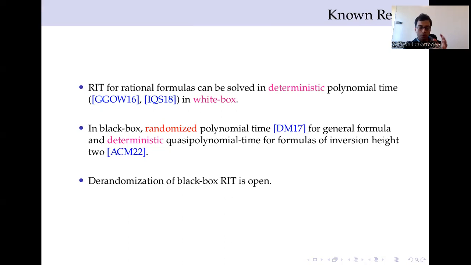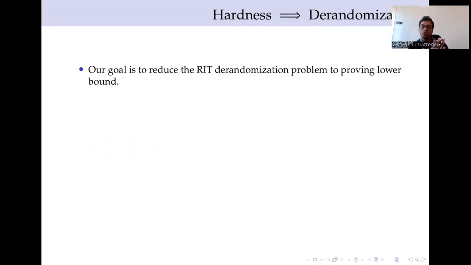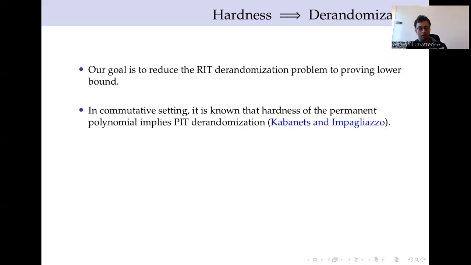Okay. So this was the state of the art, and now let us start with our first result, the relation between non-commutative hardness and RIT de-randomization. Our goal is to de-randomize RIT, and we thought: can we reduce this RIT de-randomization problem to proving a lower bound, which is probably easier to solve? The intuition comes from the commutative setting, where due to the result of Kabanets and Impagliazzo, it is known that if you can show the hardness of the permanent polynomial, it implies PIT de-randomization. Okay, so it is known that hardness implies de-randomization in the commutative setting.